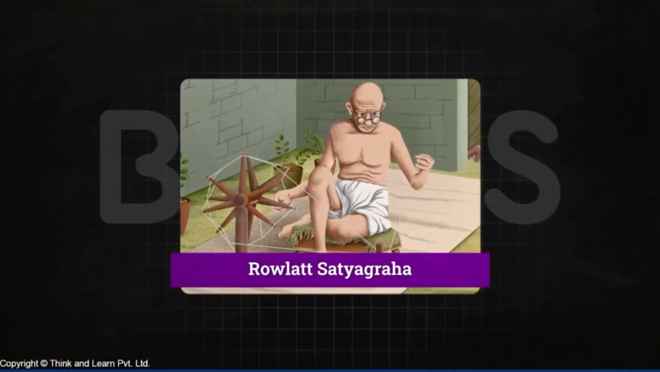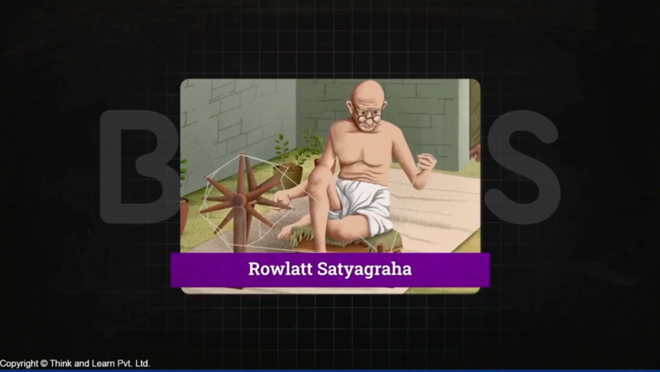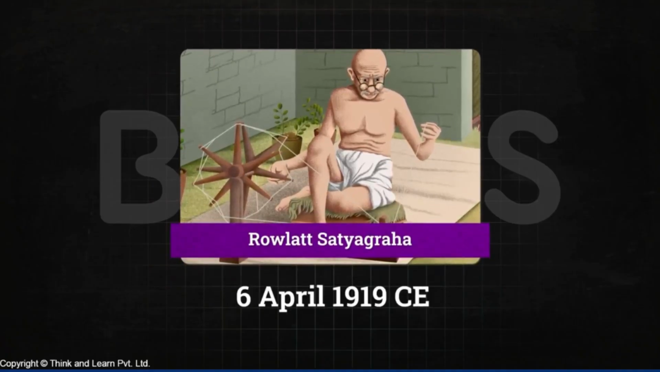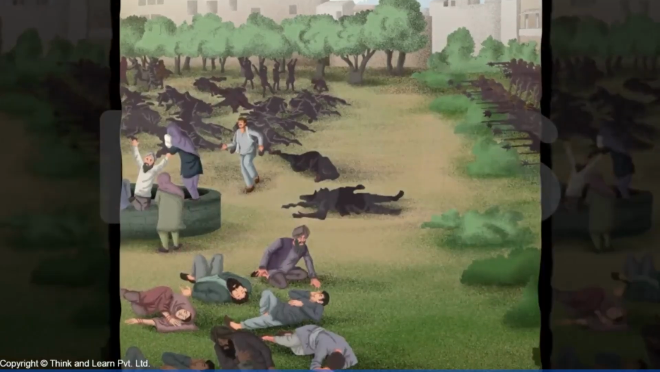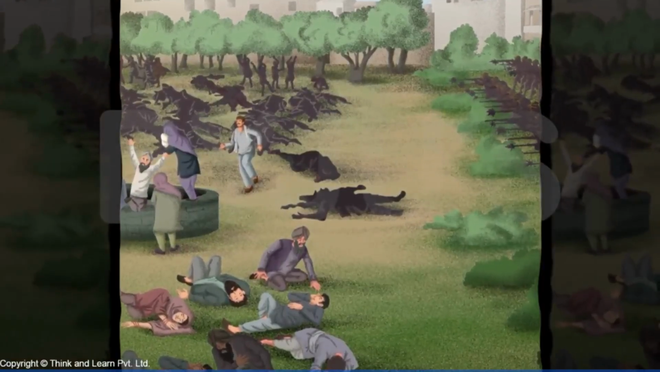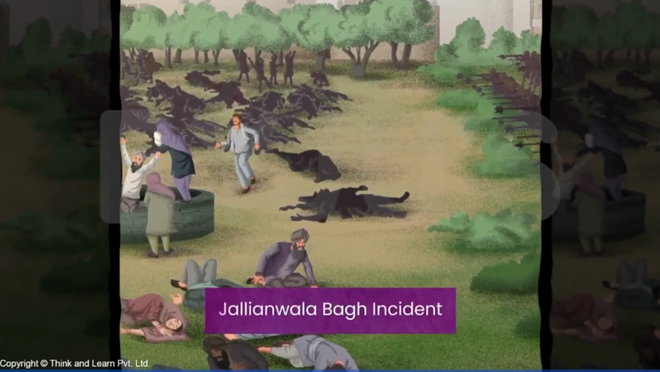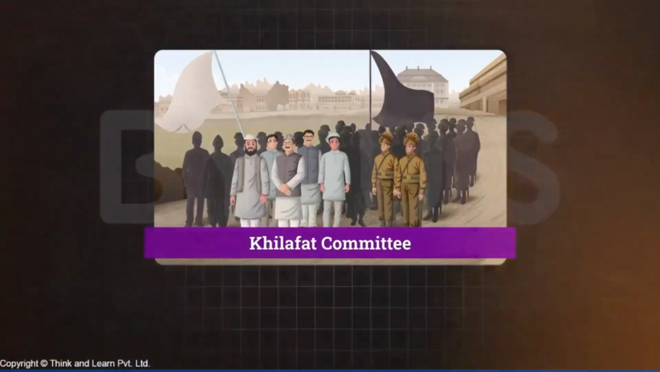Against this backdrop, Mahatma Gandhi planned to launch a nationwide satyagraha, also known as Rowlatt Satyagraha, on 6th April 1919. But soon, the movement turned violent in many parts of the country, and in Punjab, it resulted in the Jallianwala Bagh incident, which forced Mahatma Gandhi to call off the movement. Mahatma Gandhi looked for a widespread, non-violent movement that would involve both Hindus and Muslims as a united front.